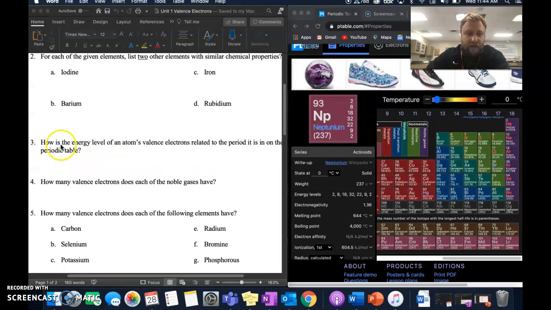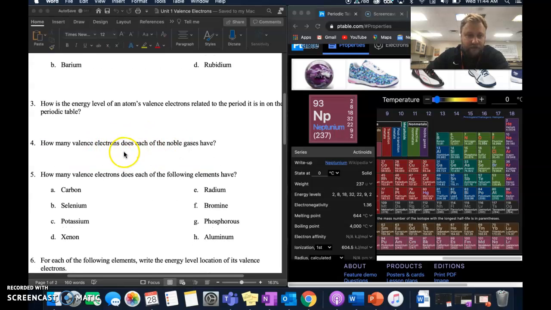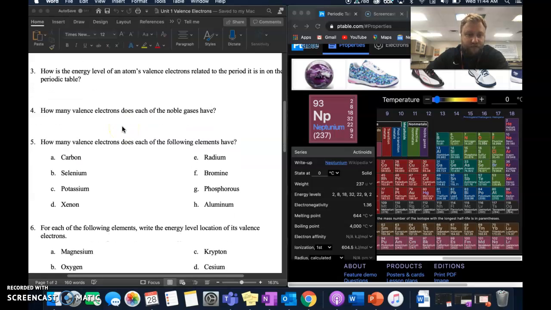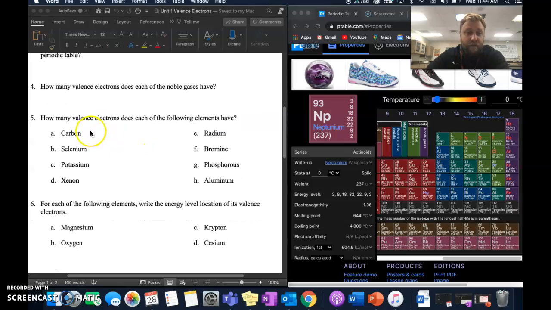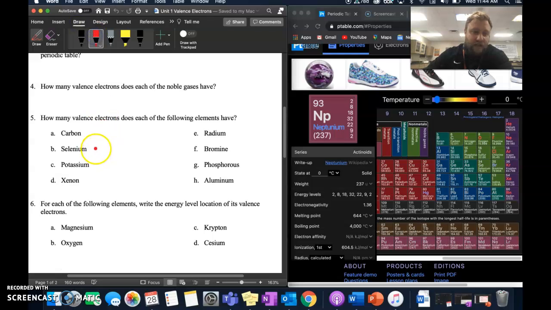So 3, energy level. That one, just read through the notes. Same with 4. For number 5, what I have found is most people are getting most of these correct. However, what I am seeing is I am getting 8 valence electrons for carbon. However, that is not true.